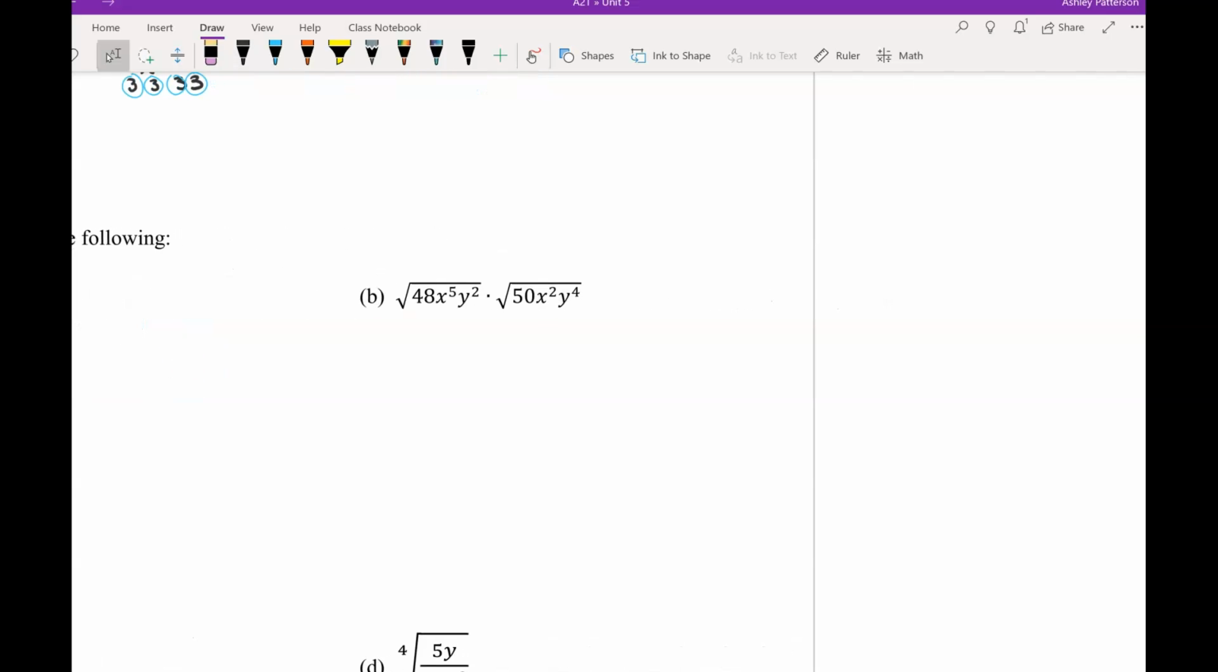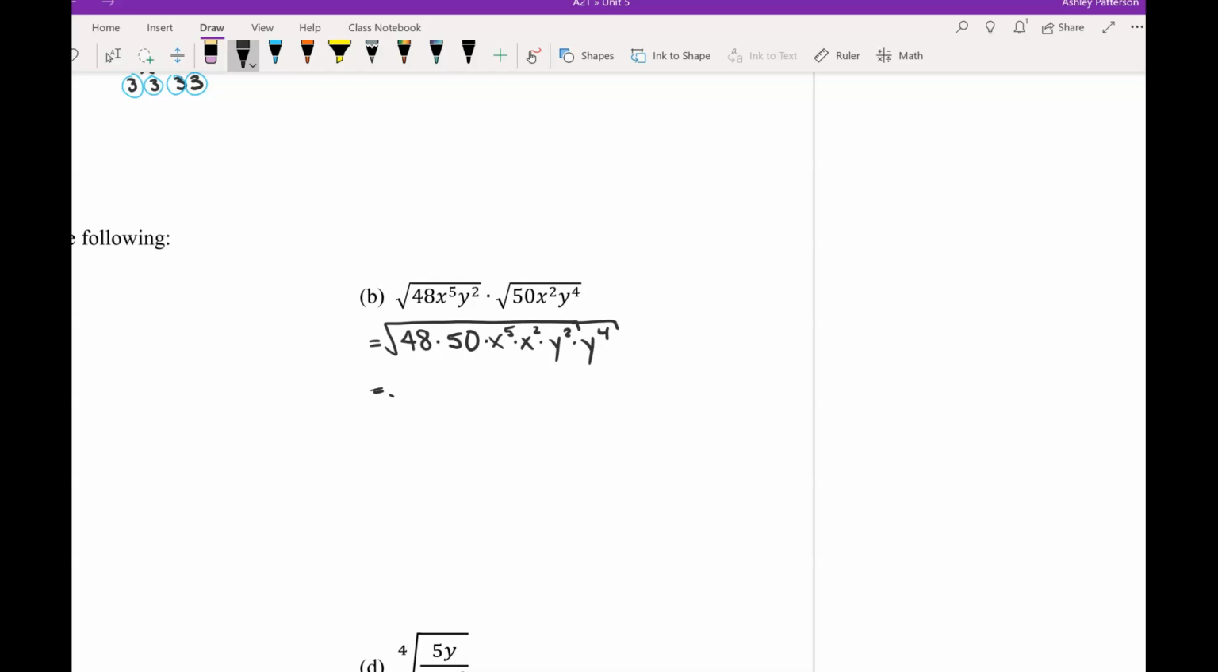Okay, the index is 2. Pardon me. And so since they both have the same index, we can put it underneath the same radical. All right, so we have the square root of 48 times 50 times, now x to the 5th, well, I'll write it out, x to the 5th times x squared times y squared times y to the 4th. Okay, when you multiply the same bases, remember your exponent rules, you can add the exponents.